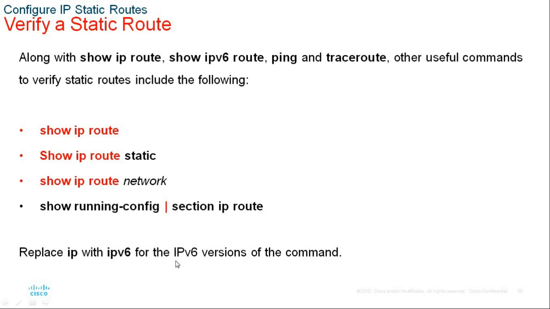But for IPv6, how will we verify? Replace ip with ipv6. That's it. Show ipv6 route. Show ipv6 route static. Show ipv6 route network. Like that. And show running-config | section ipv6 route. So this is how we can verify for IPv4 and IPv6.